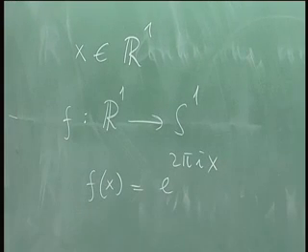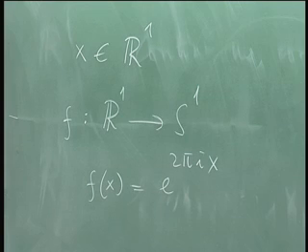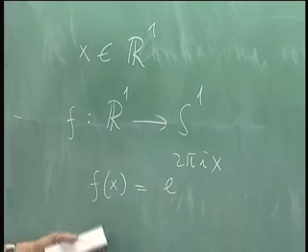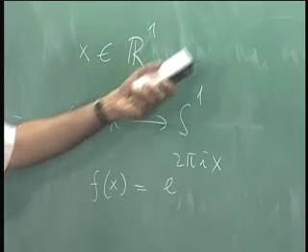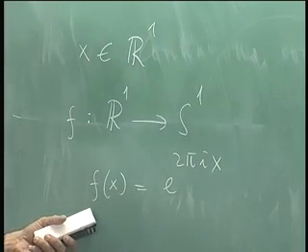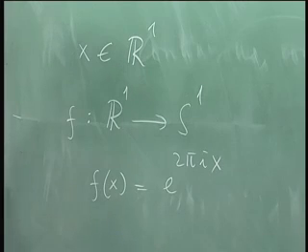For every x I replace x by e to the 2 pi i x. E to the 2 pi i x is a complex number which lies on a circle, the unit circle, and now the group addition law is replaced by the multiplication law. I certainly have x plus y is an element of R1 here. Here it would be f of x multiplied by f of y is f of x plus y.